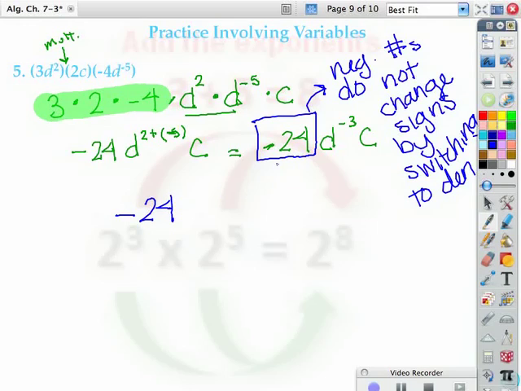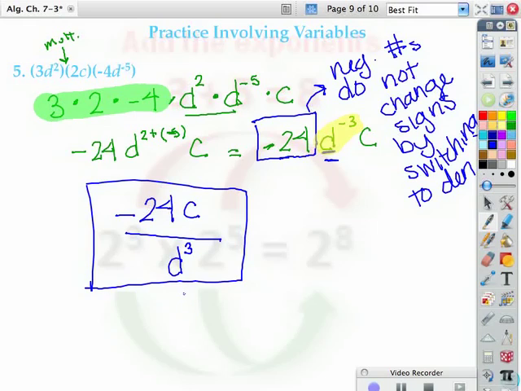Now remember, this number right here, while it is being multiplied by this D to the negative third, the negative 3 is only attached to this variable. So when we are simplifying and getting rid of our negative exponents so that we only have positive exponents, this value is the only thing that moves to the bottom, and it becomes D to the positive 3 on the bottom, and then C stays up top because it is a positive exponent of 1. And there is your simplified version.